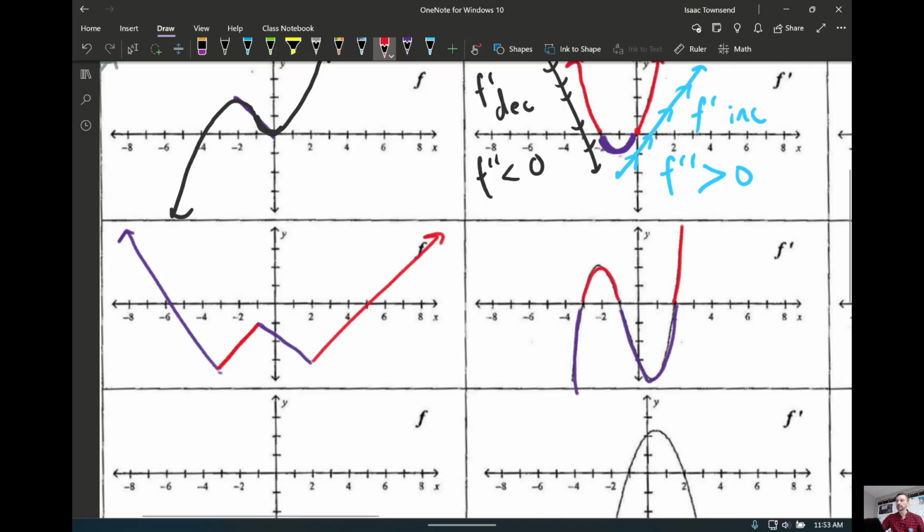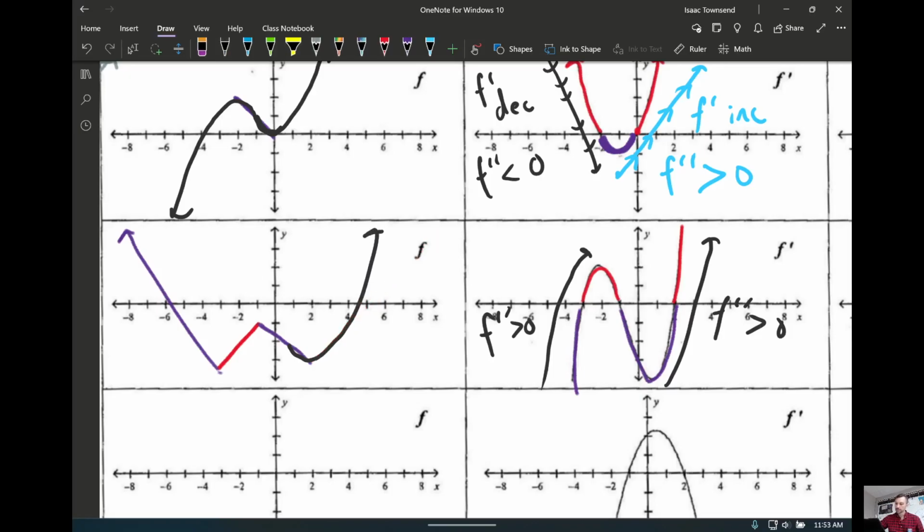So we need to add some curvature, but to be sure we're doing that correctly, we need to think about when the first derivative is increasing, because that is when the second derivative would be positive, concave up. Till -2. So make those times concave up without messing up your increasing, decreasing intervals.